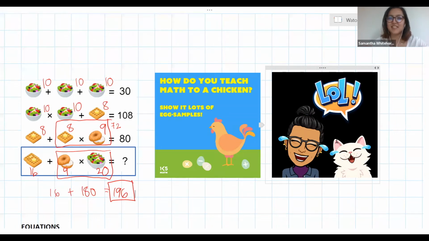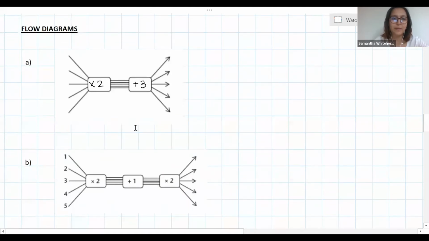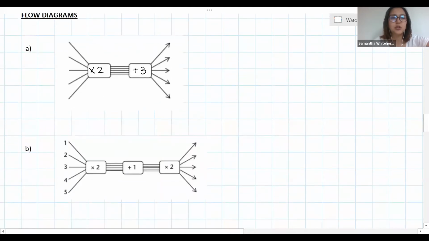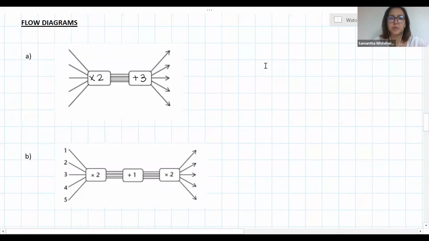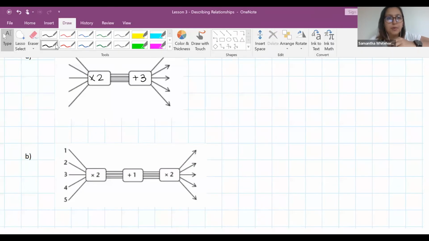Well done, guys. Okay, so let us continue on this fun adventure of representing relationships. We're going to do flow diagrams quite quickly because I don't think it's something you need to stress about. It's really just so you can build a foundation of understanding how inputs and outputs work. We don't have to do the entire flow diagram, just a couple, but it's important to understand how they work.